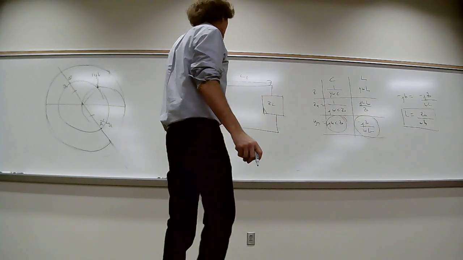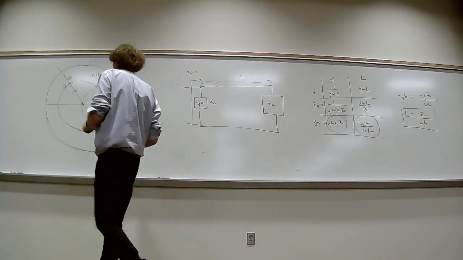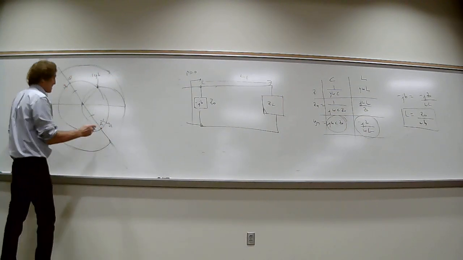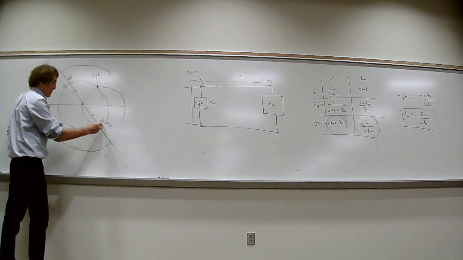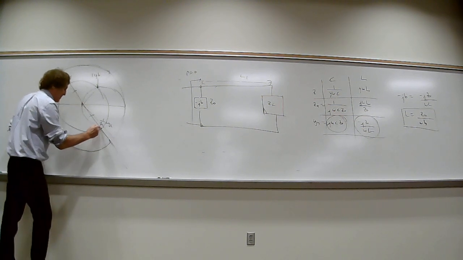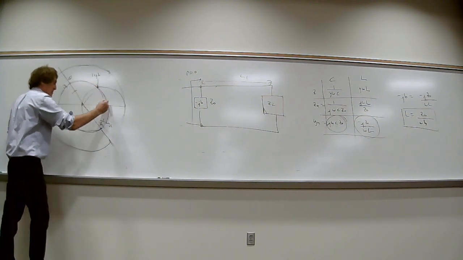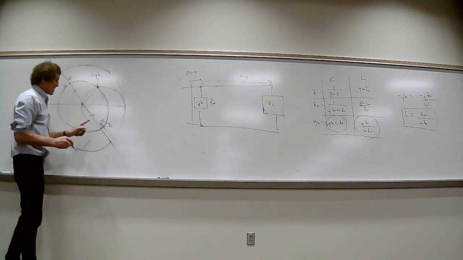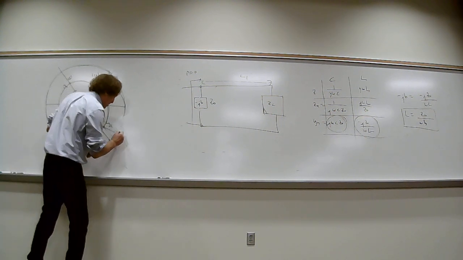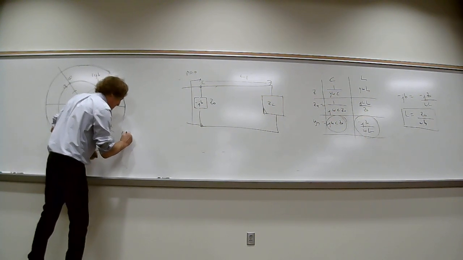Now, what if I wanted to go from here? This is almost ridiculous because I'm almost back at the same point. But if I went all the way around here to this point, and I wanted to match this point, this is going to be 1 minus JB. Correct, class?